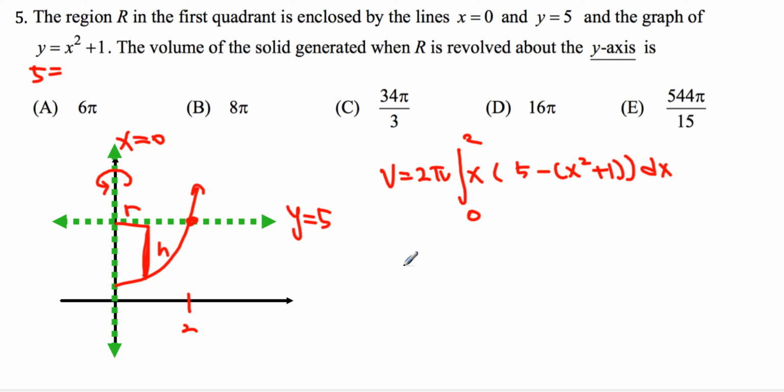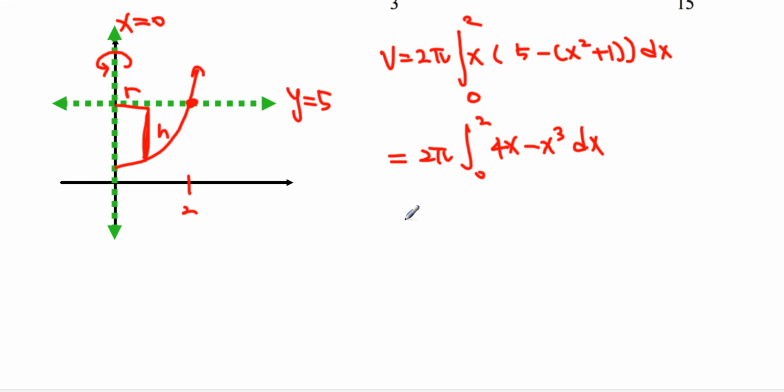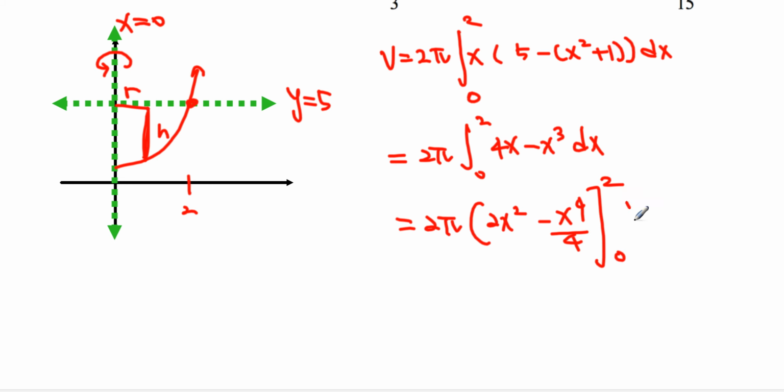Now, let us try to look at this one more time. So we get 2 pi from 0 to 2. So we have x times 5 becomes 5x, but we have to subtract 1 here, so we get 4x. And then the second one is minus x cubed dx. If you calculate this one further, we get 2 pi, and then 4x becomes 2x squared minus x to the 4th power over 4, where it goes from 0 to 2.